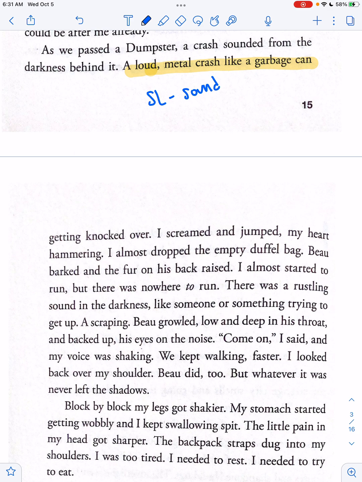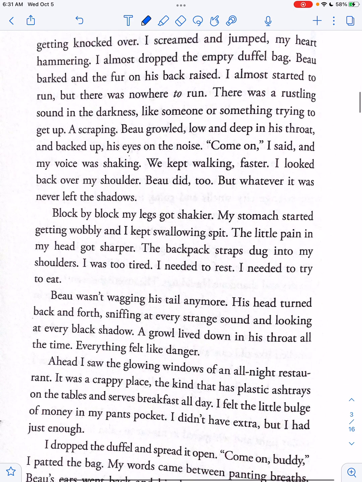I almost dropped the empty duffel bag. Bo barked and the fur on his back raised. I almost started to run, but there was nowhere to run. There was a rustling sound in the darkness, like someone or something trying to get up, a scraping. Bo growled low and deep in his throat and backed up, his eyes on the noise. Come on, I said, and my voice was shaking. We kept walking faster. I looked back over my shoulder. Bo did too, but whatever it was never left the shadows.